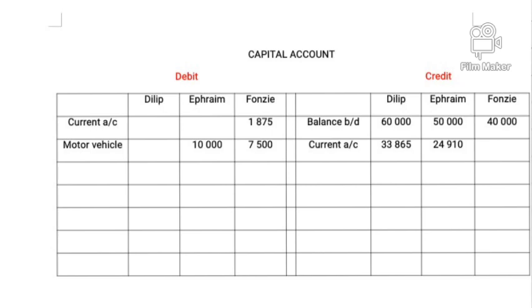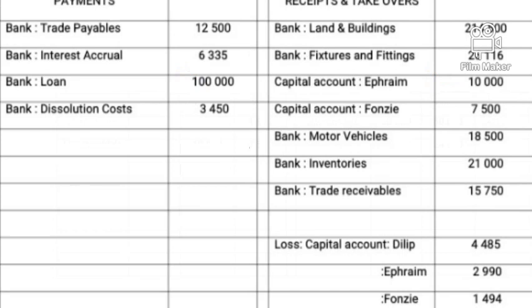Then another entry in the realization account is the realization loss, the 89,669 that we have shared in the ratio 3:2:1. So the realization loss for Dilip was 4,485, Ephraim 2,990, Fonzie 1,494. In order to complete the double entry, I'm also going to post them on the opposite side.